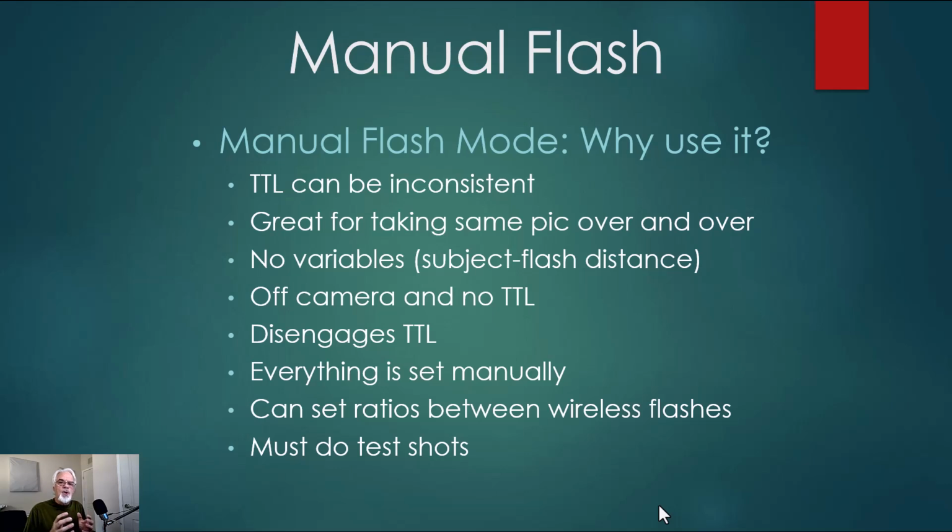And let's say you choose quarter power, it's going to be the same output every single time, even if that mountain biker gets closer. They'll be dark, they'll be normal, then they'll be over flashed. You don't want that. TTL is better for that type of thing.